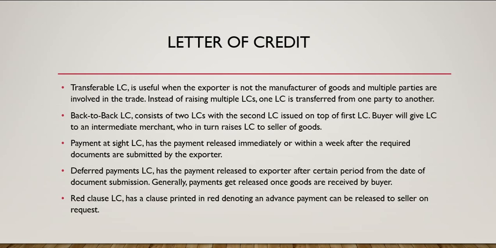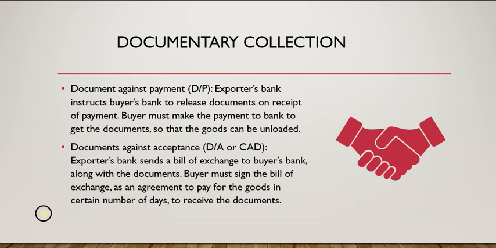So once you get the LC, you have to check whether it is a confirmed LC, whether it is an irrevocable LC, whether it is a sight LC. In such a case, if there are no mistakes or disputes in the LC, the exporter will get paid in full. Next one is the documentary collection method, which is DP or DA.